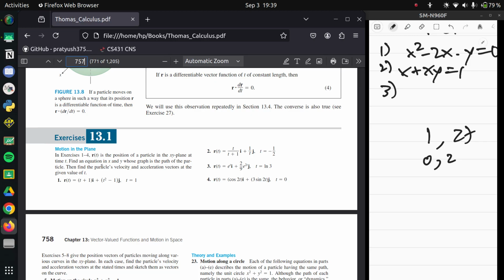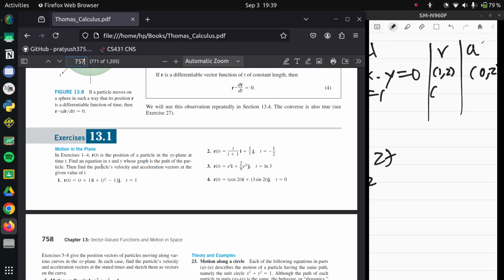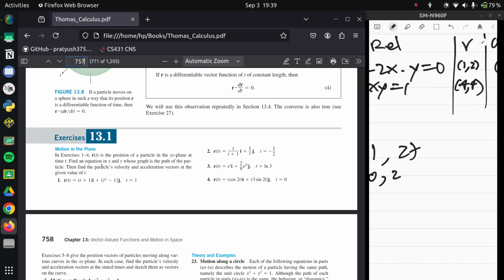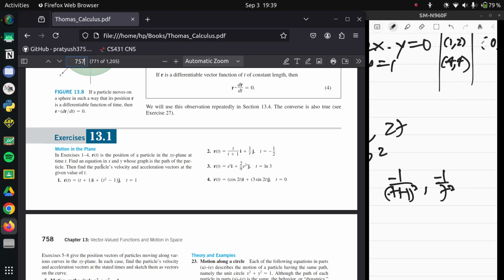So what you essentially get is minus 4 comma 4. That's your velocity, right? So it's minus 4 comma 4. Your velocity was essentially what? It's minus 1 upon t plus 1 squared, comma, what? Negative 1 upon t squared. Take a derivative of that. It's 2 upon t plus 1 cubed and 2 upon t cubed.